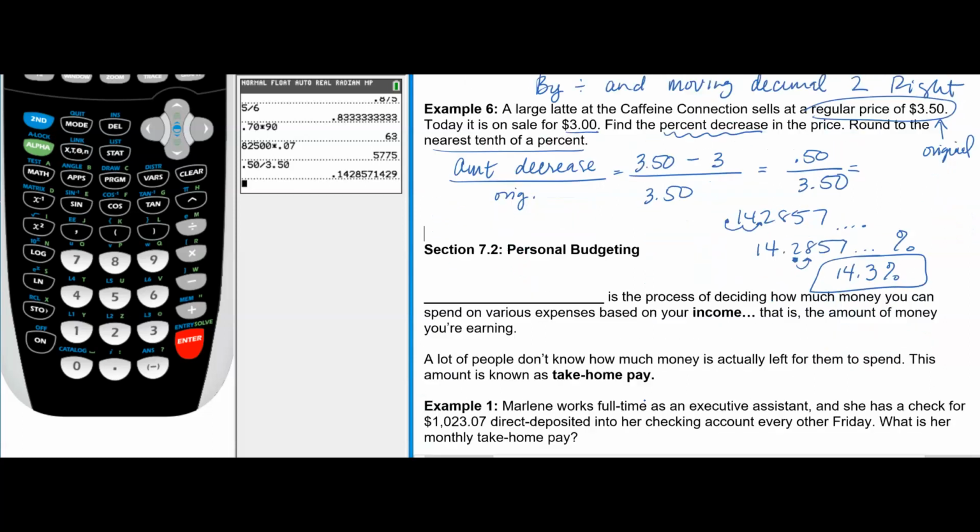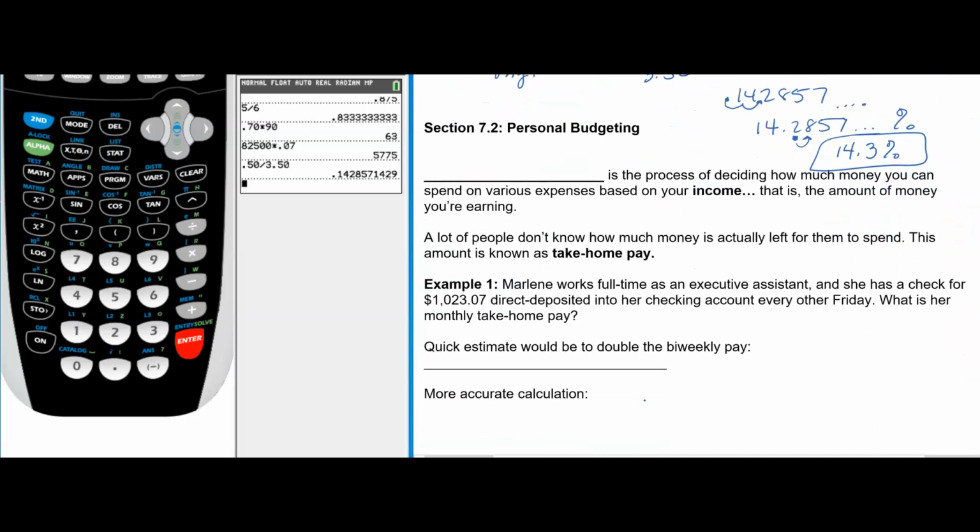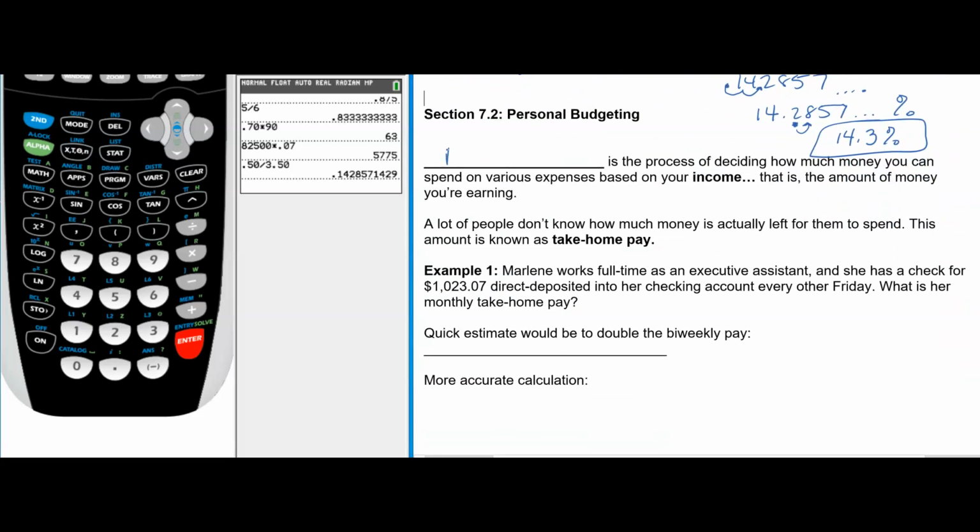Okay, so we're going to transition now to section 7.2, which is personal budgeting. So budgeting is just the process of deciding how much money you can spend on various expenses based on how much you're taking in, or your income. And one thing that's really important is to figure out how much you're actually taking home, because it's one thing to see on your check how much money you make, but usually most people are paying taxes when they're getting those checks. So you want to know actually how much you're taking home, not how much your employer is actually paying you before taxes. So let's look at example 1.